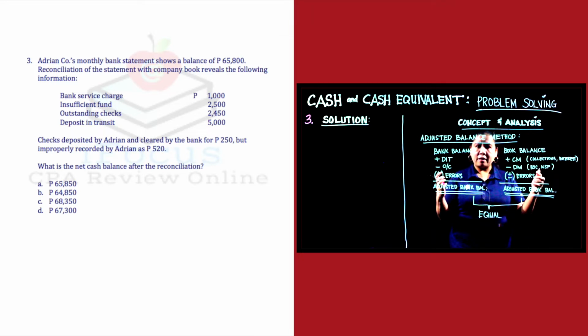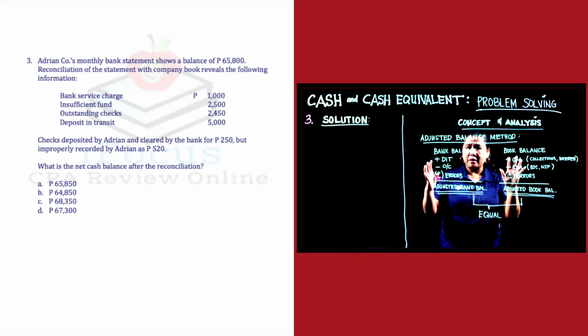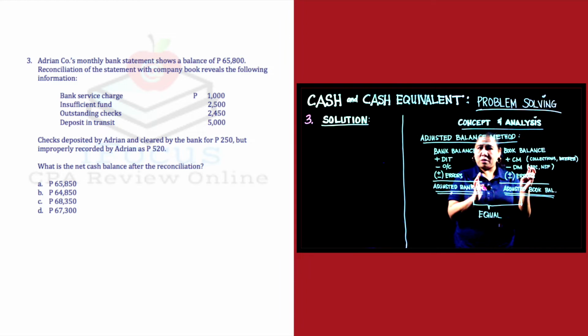Now, itong mga reconciling items na ito yung mga items na ginawa ng bangko na hindi pa nagagawa ng book or hindi pa nagagawa ng company. Merong mga items din or transactions or activities na ginawa ng company, inadd niya or minus niya sa kanyang record na hindi pa nagagawa ng bangko. Kaya, kung ano yung mga ginawa ng book, yun ang magiging reconciling items natin sa bangko, sa bank balance. Kung ano naman yung mga ginawa ng bangko sa account ni company, sa record ni company, yun ang reconciling items natin sa book balance. Alright?